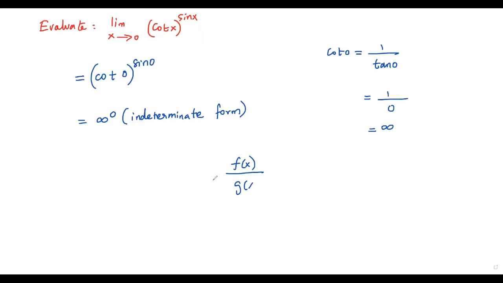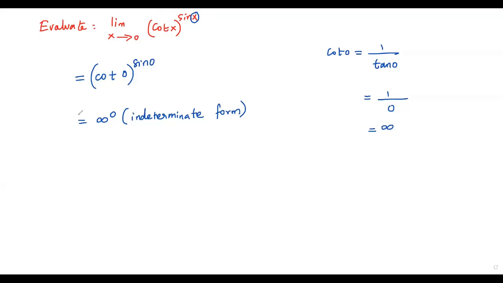The function we have over here is not in the form of a fraction. That means it's not in the form of f of x over g of x. And moreover, the given function contains the variable x at the exponent. Whenever we have this kind of function in evaluating limits, we have to use logarithm. So we use logarithm when we have a variable at the exponent.